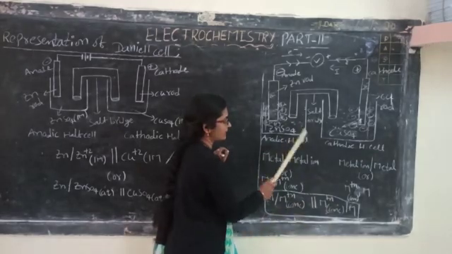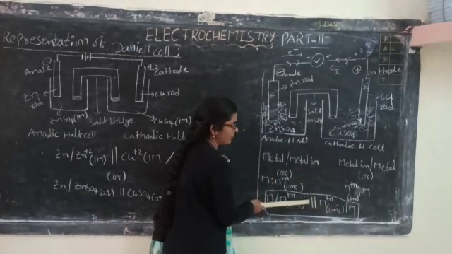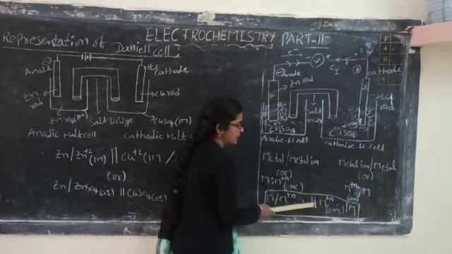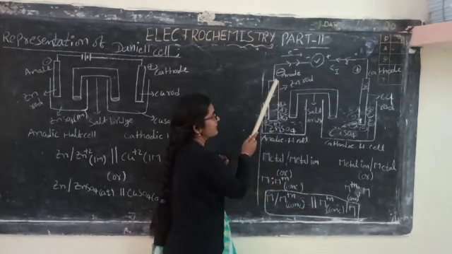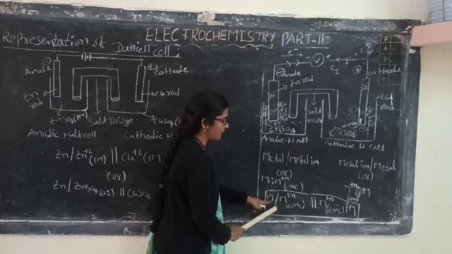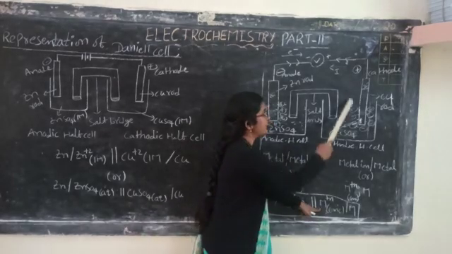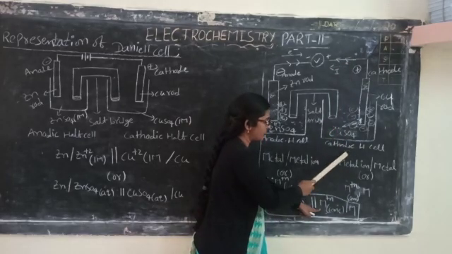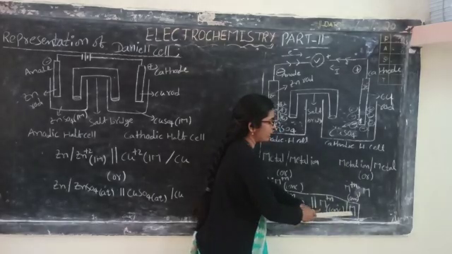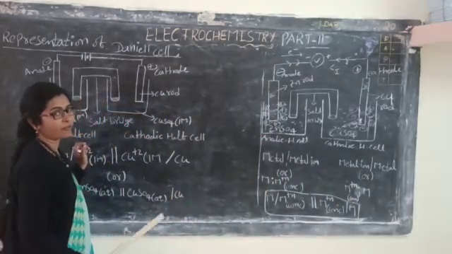The total galvanic cell is represented like this. First we put the parallel lines, with the left hand side and the right hand side. The left hand side is the anodic half cell, represented as metal followed by metal ion with its concentration. The right hand side is the cathodic half cell, written as metal ion followed by metal. Let us take an example to write the representation of a galvanic cell.